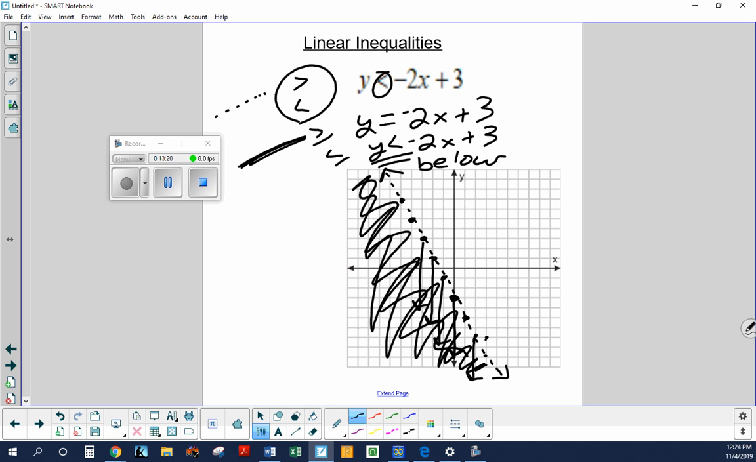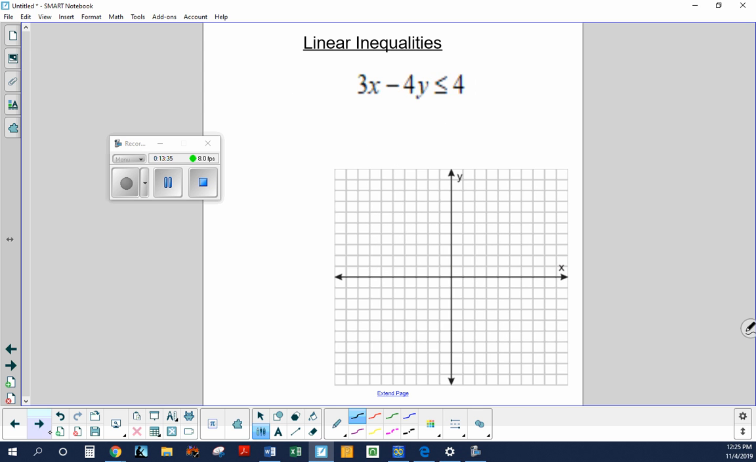So we put our pencil on a point and go up. It's usually easy to put your pencil on the y-intercept and then draw a line going up or down. That's the side you shade. You should be shading half the graph all the time. Not exactly half, but either above or below. All right. So let's do one more example.